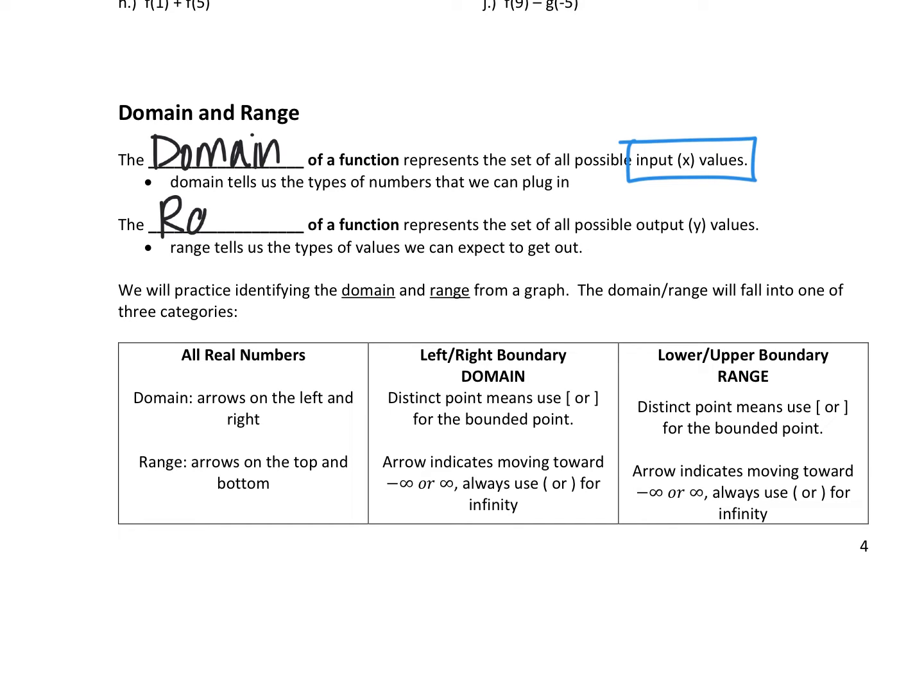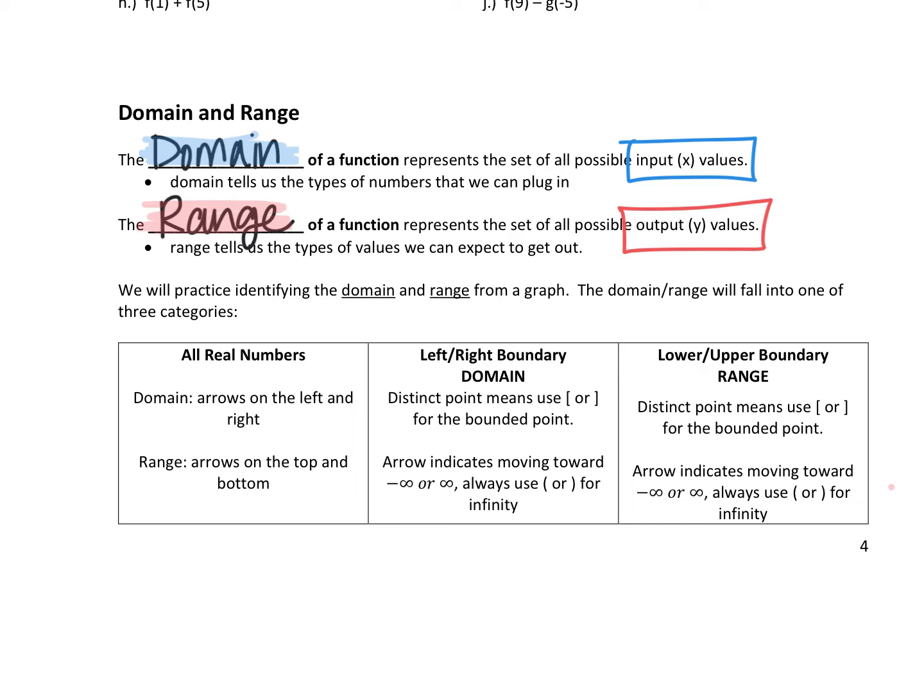The range of a function represents all the possible output values. And so today I'll do range in red. You choose whatever colors you want if you have colors. So we'll do domain again, blue, range in red. And I'll try and stay really consistent with that for the sake of your learning.